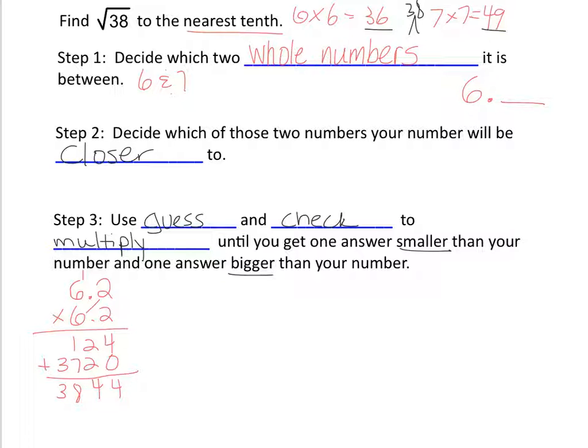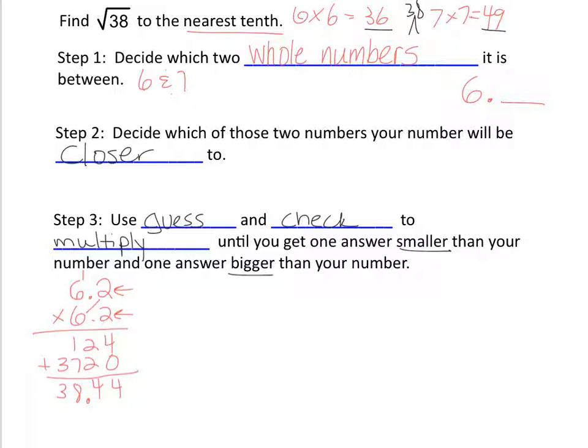And now I have 1 digit past the decimal here and 1 digit past the decimal there. That gives me 2 digits past the decimal over here. So what I found is the number 38.44. Now we're only estimating to the tenth place, so that's our 6.2. When I do 6.2 times 6.2, I get 38.4, which is actually bigger than 38. So I found something that's bigger than my target number.